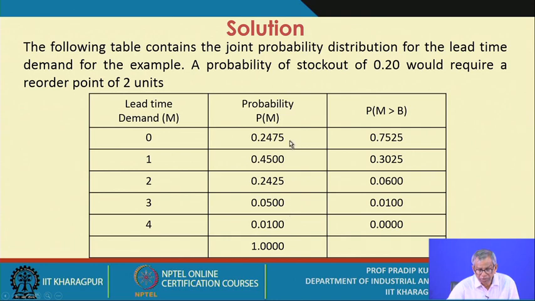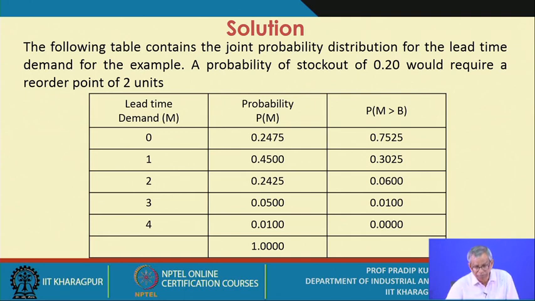So when you add all these 5 values of the probabilities, it becomes 1, and then we add one more column in this table. So what is this column? This column is essentially the probability that M, that means lead time demand, is greater than B. So what is B? B is basically the reorder point. So this notation we use. So you add this column, like here, the probability that the lead time demand is greater than the reorder point.